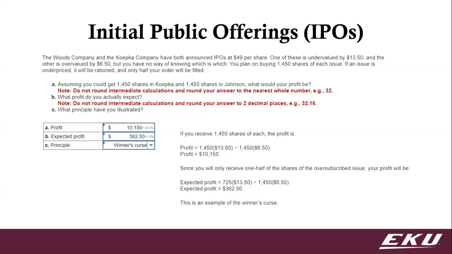But you're only going to get half the shares if it's oversubscribed. It means everybody wants it, right? And so because of that, your expected profit's only half as much on the upside, but you bear the full losses on the downside, right? And so your actual expected profit is much lower than half, right?